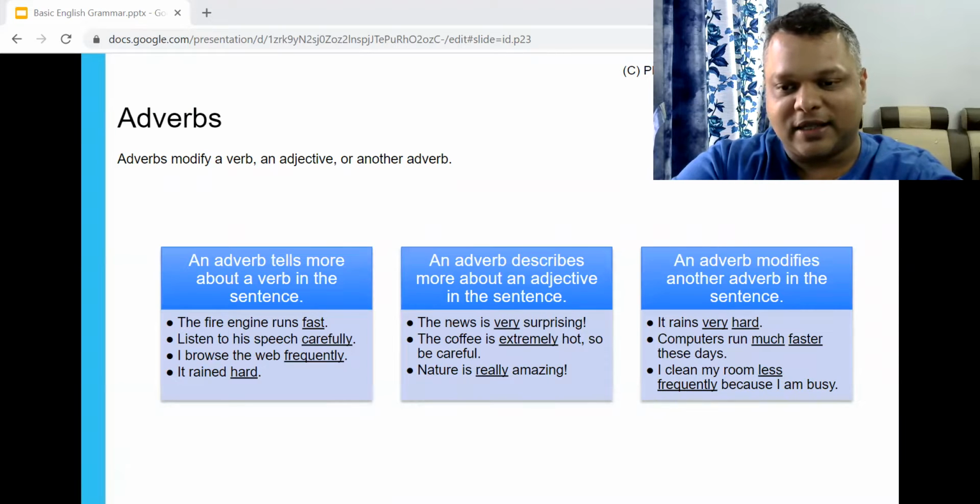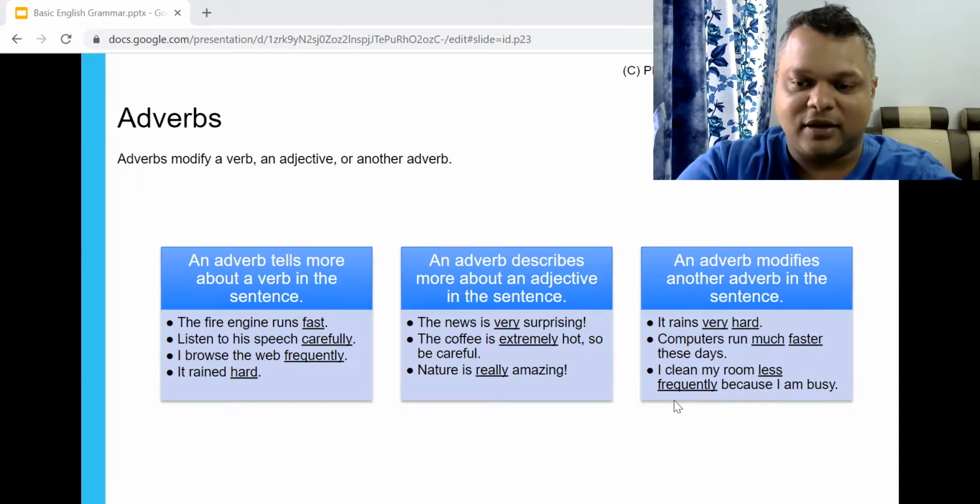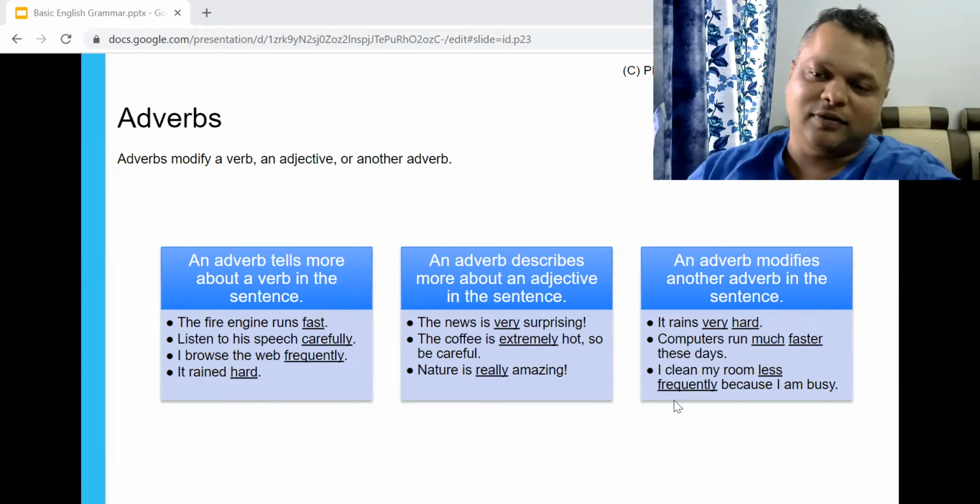Okay. Let's take the next part where an adverb modifies another adverb in the sentence. Again, this is very simple. Don't get confused with the explanations. When you read the example, you'll understand.